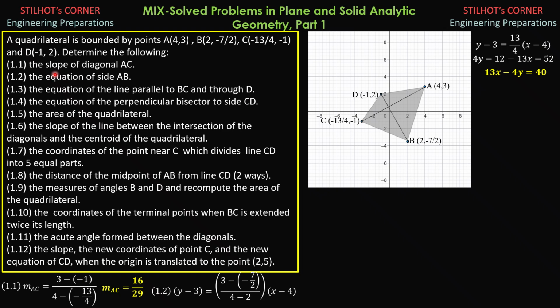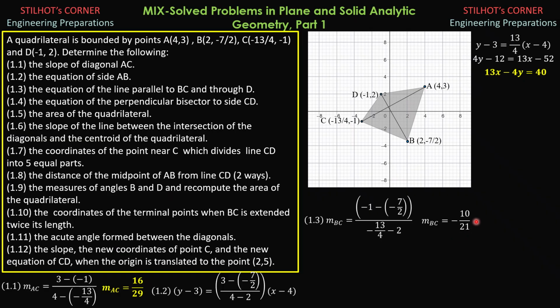Then next is the equation of the line parallel to BC and through D. That line would be this line here. So we need the slope of BC first. The slope of BC is negative 1 minus negative 7 halves over negative 13 over 4 minus 2. So the slope of BC is equal to negative 10 over 21.